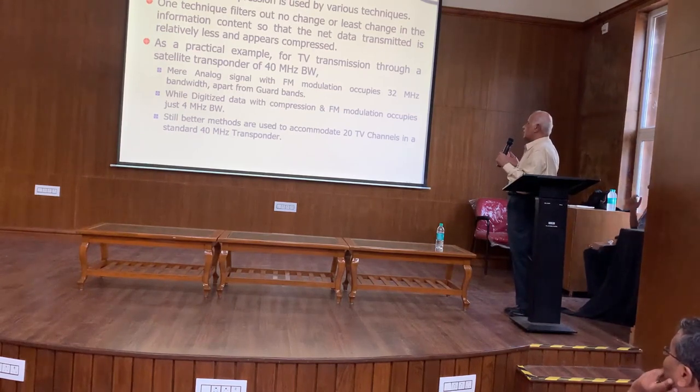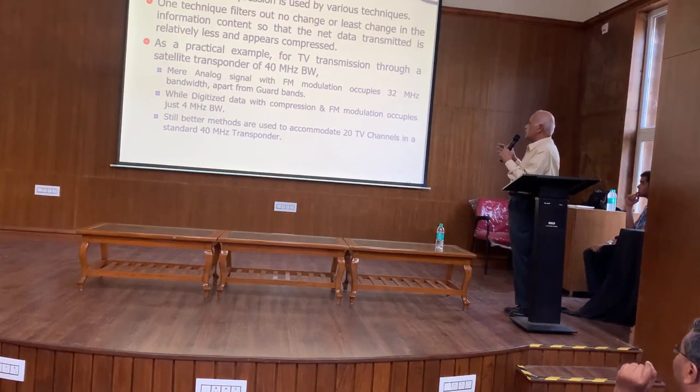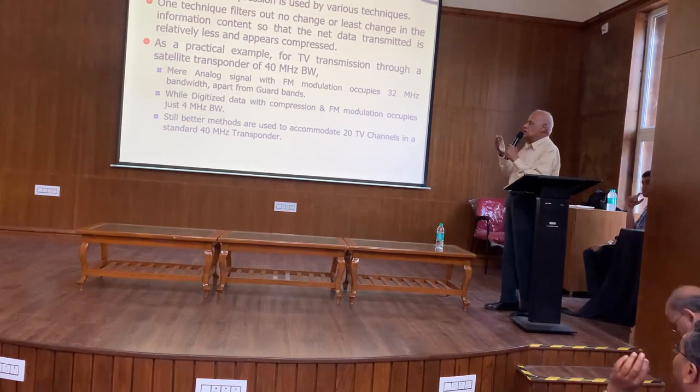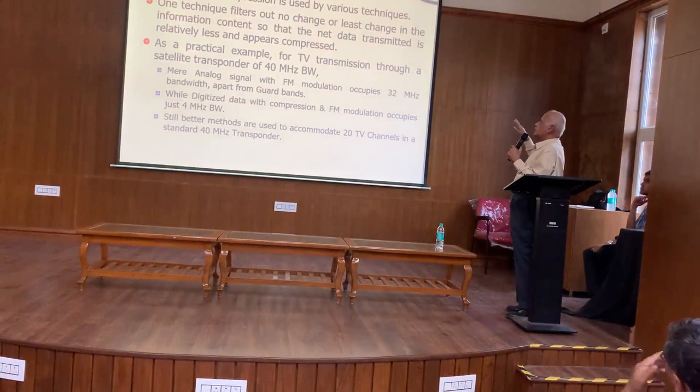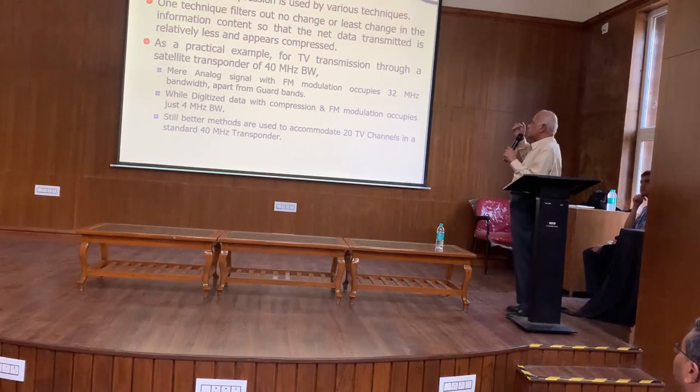There are techniques available. One technique filters out no change or least change in the information content. You see the 0-1 pattern. If the pattern is repeating and there is no change in the pattern, that is filtered out. The net data transmitted, in that case, becomes less. So accordingly, at the receiving end, one should detect that this particular pattern represents a constant repetition of ones or constant repetition of zeros.